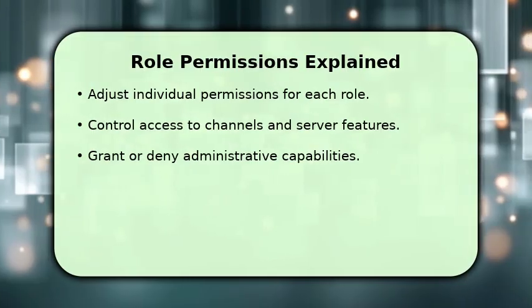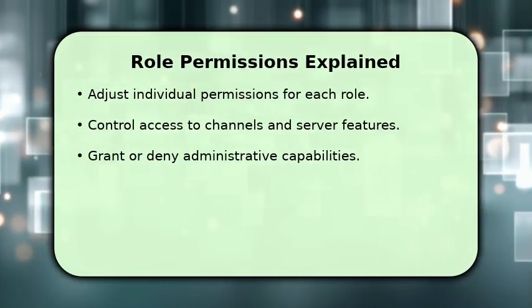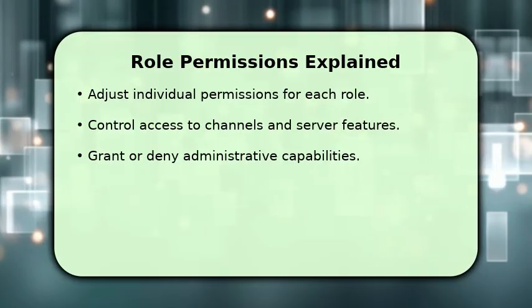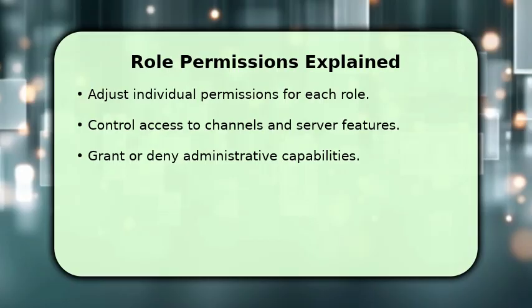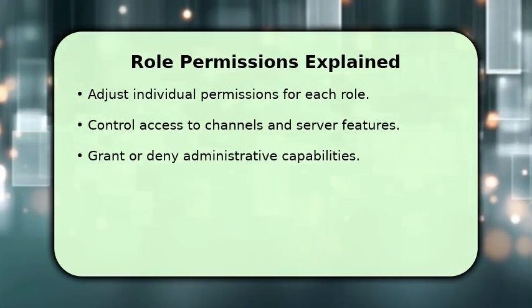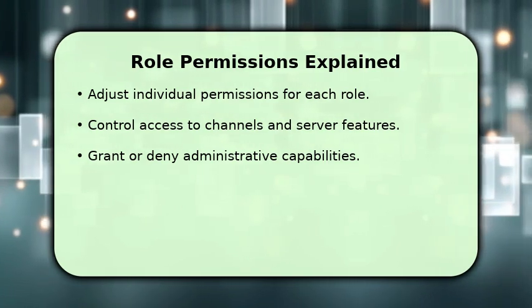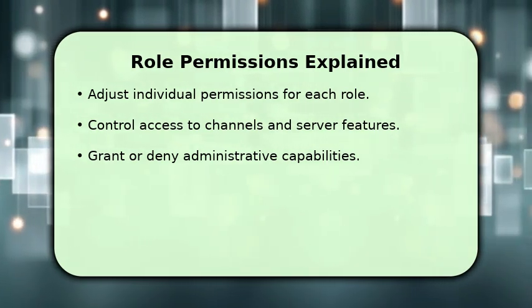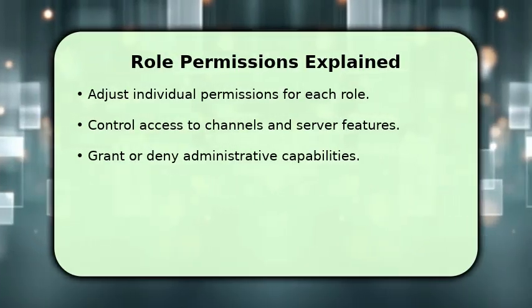After naming your role, it's time to set its permissions. Scroll through the list of available permissions and toggle them on or off based on what you want members with this role to be able to do. You can control everything from sending messages to managing channels. Remember to carefully review each setting. Once satisfied, tap Save Changes to apply your new permission configuration.